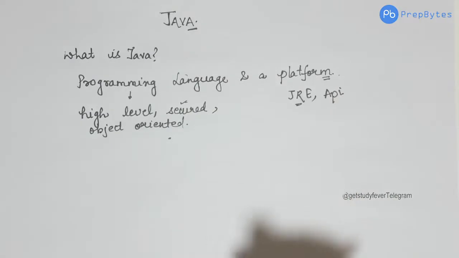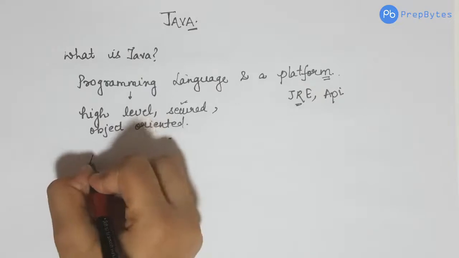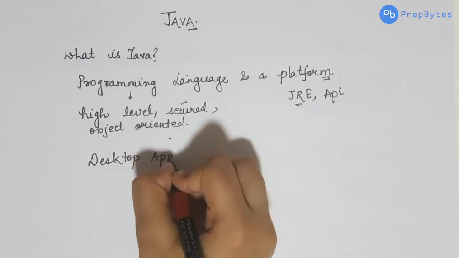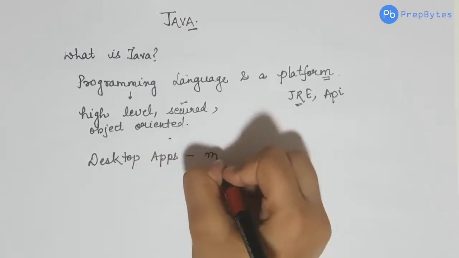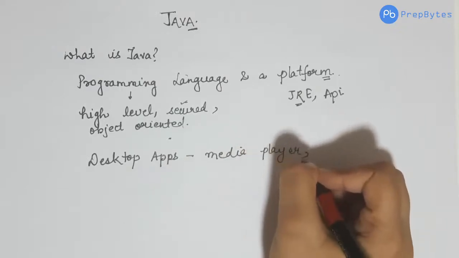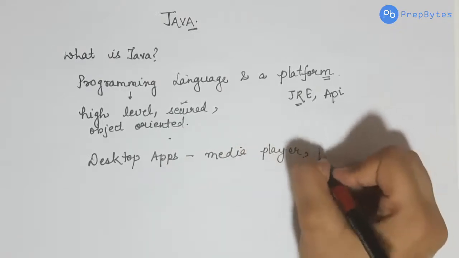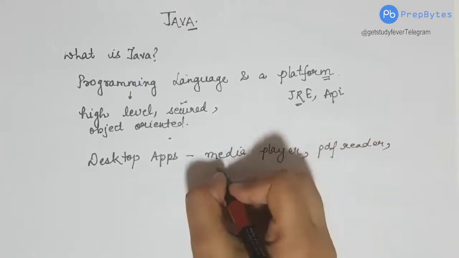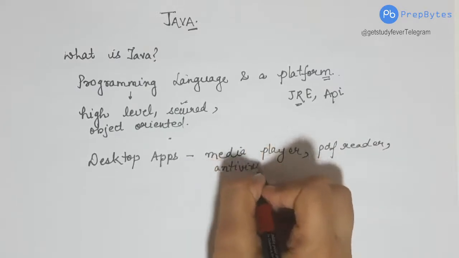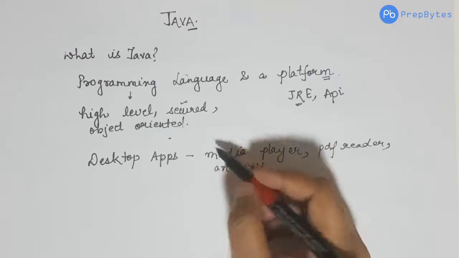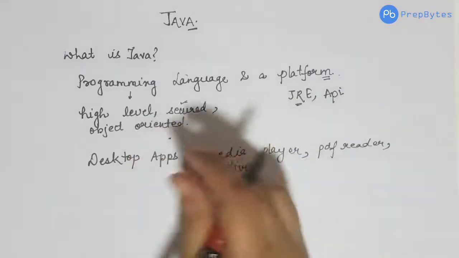So what are the applications of Java? Talking about the applications of Java, Java has its application in desktop applications. We can build desktop apps using Java. We can build a media player, a PDF reader. There are various applications that can be built using Java. We can build an antivirus. Java is a very secure language, and we will see why Java is a secure language. As of now, try to understand that Java has these applications.